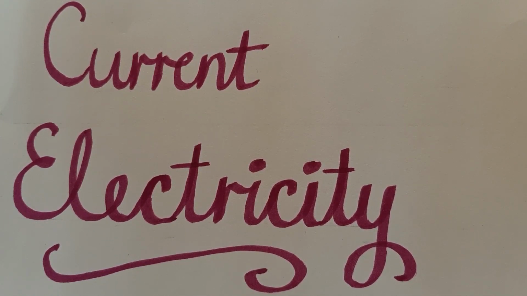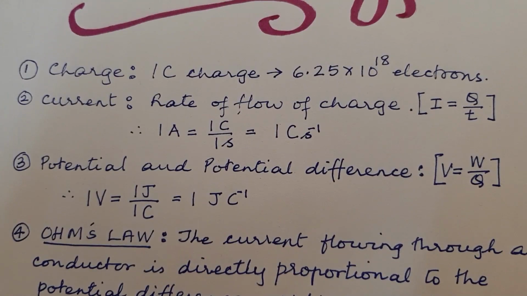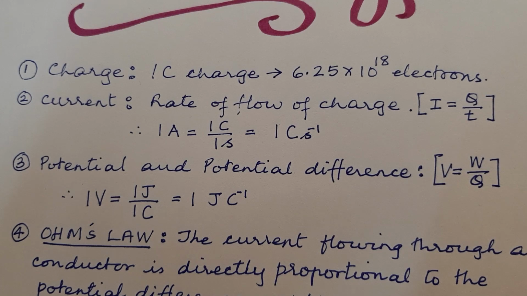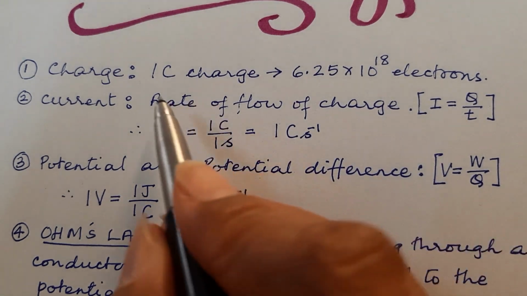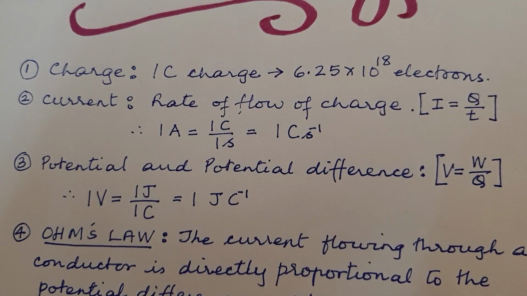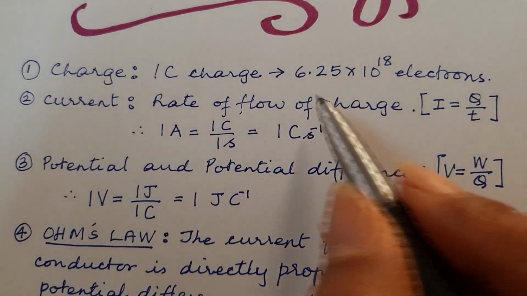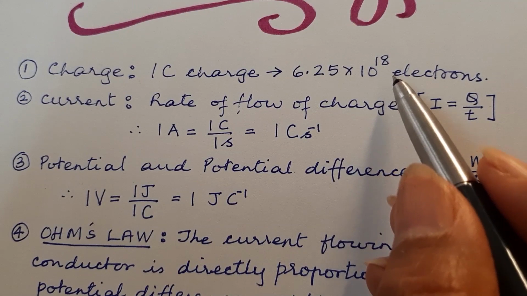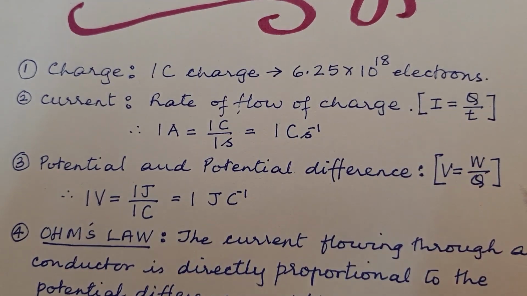Today we are going to review current electricity. Point number 1. Charge. The SI unit is 1 coulomb and 1 coulomb corresponds to a deficit of 6.25 into 10 to the power 18 electrons.